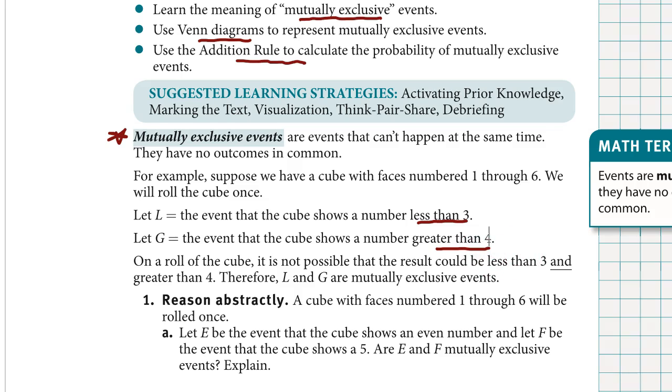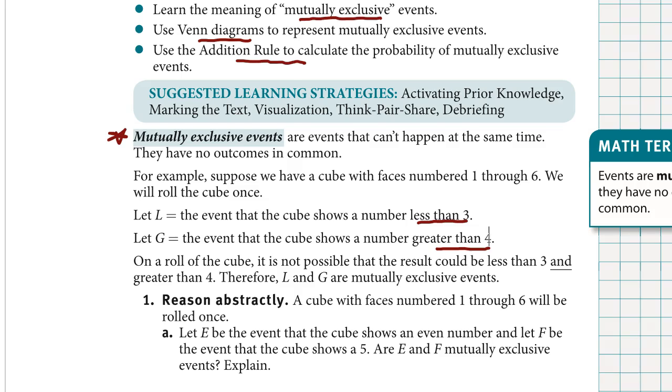Another example of mutually exclusive events would be flipping a coin once. Getting a head is one event, getting a tail is another event. They're mutually exclusive. You can't get a head and a tail at the same time on one flip of a coin.